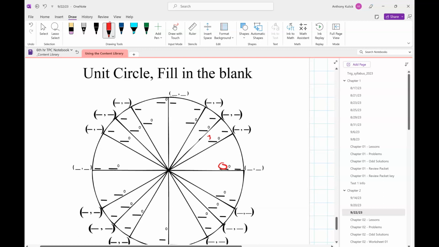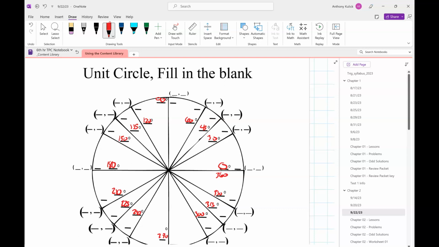So 0, 30, 45, 60, 90, 120, 135, 150, 180, 210, 225, 240, 270, 300, 315, 330, and then 360 gets us back to 0. Everybody's okay?